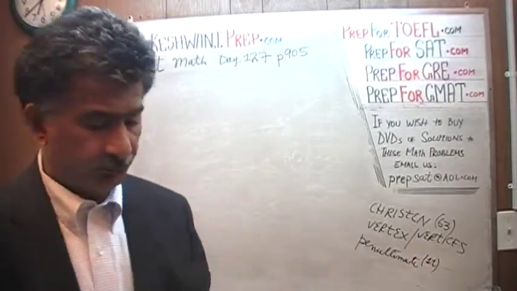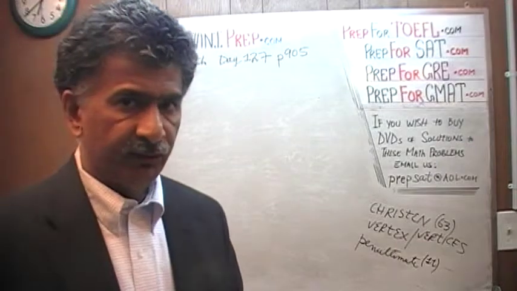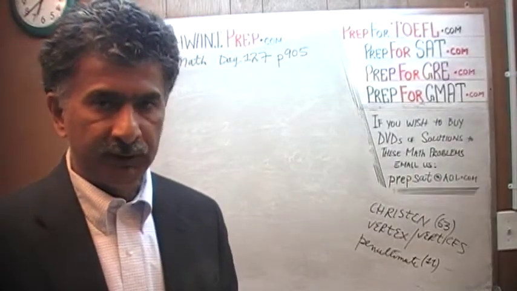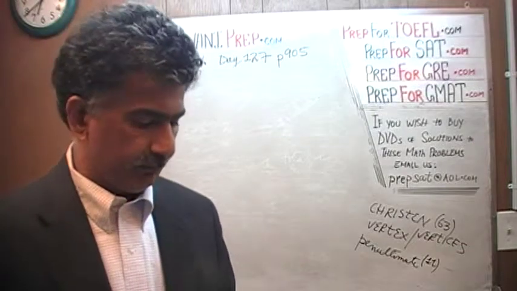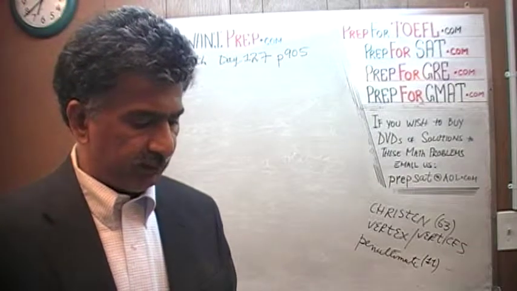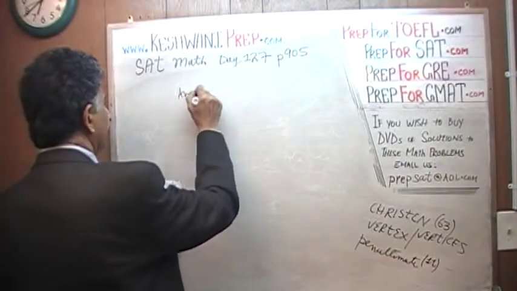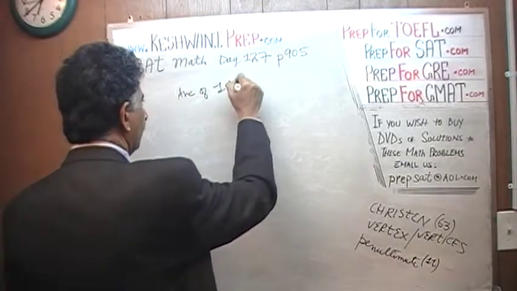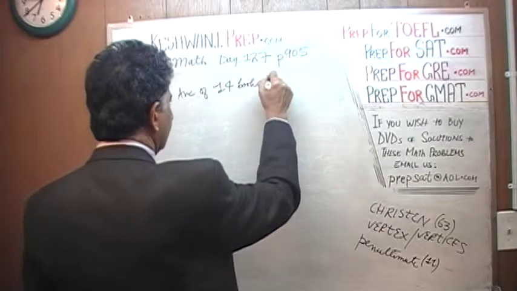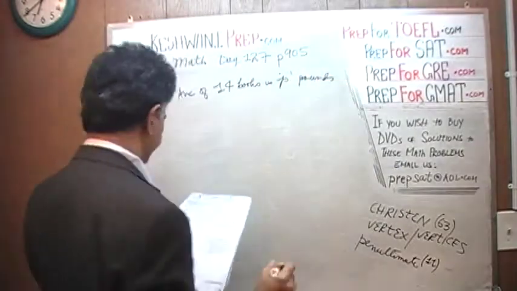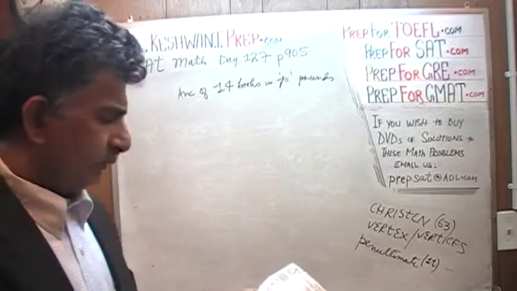These are medium questions. This section has 20 questions. The first 6 that we just finished yesterday, 1 through 6, they were all easy. These are mediums. The average weight of 14 books is p pounds. So we are told that the average of 14 books is p pounds. What is the total weight of the books in pounds?